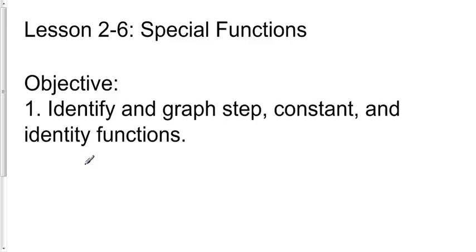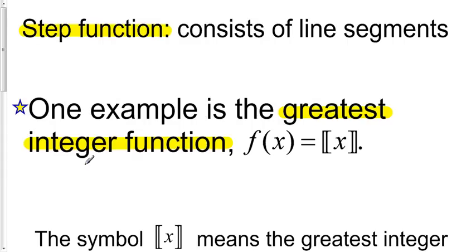Lesson 2-6, Special Functions. Today we're going to identify and graph step functions, constant functions, and identity functions. First of all, a step function consists of line segments. Typically, the graph looks something like this, where you've got line segments that look like stairs. So we call it the step function.